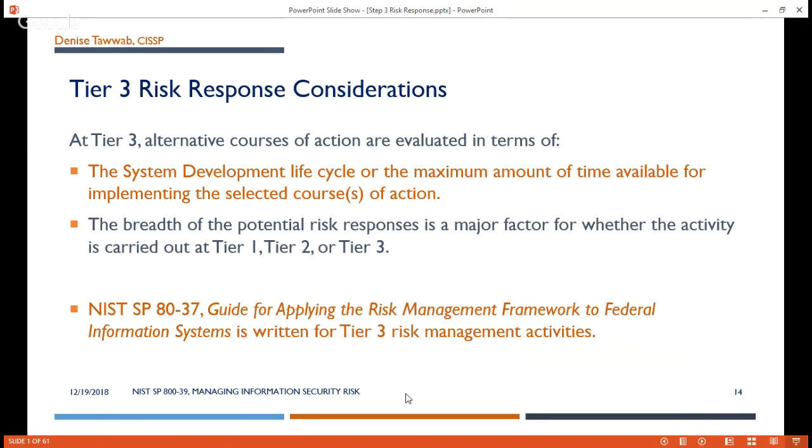The breadth of the potential risk response is a major factor for whether the activity is carried out at Tier 1, Tier 2, or Tier 3. NIST Special Publication 837, Guide for Applying the Risk Management Framework to Federal Information Systems, is written for Tier 3 risk management activities. So 837 gets into the weeds on how to handle things, and I do a whole presentation on that.